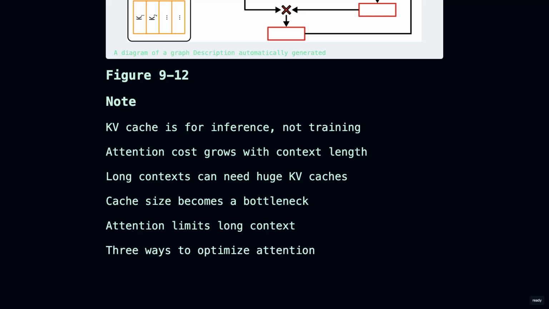There are three broad directions for improving attention. Redesign the mechanism, make the KV cache more efficient, and write better kernels. Those three buckets cover most of the practical work in this area.